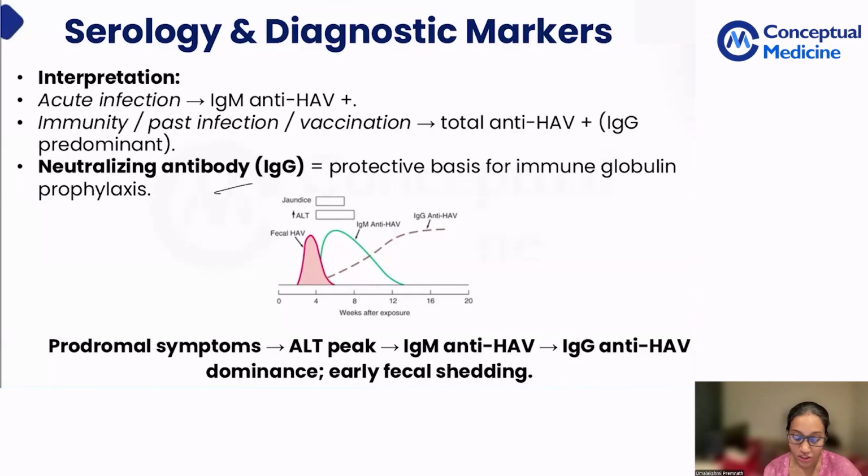So IgG is a neutralizing antibody. This is what is taken from a patient who has had a history of infection. Their plasma is taken, which contains IgG anti-HAV, and that is what is given as immunoglobulin. It is given for post-exposure contacts, either sexual contacts or household contacts. This immunoglobulin is actually passive immunization, that is, the antibody is what is taken in.